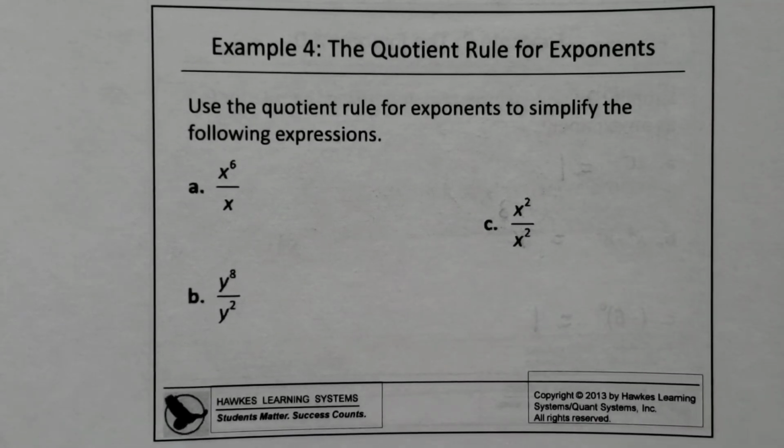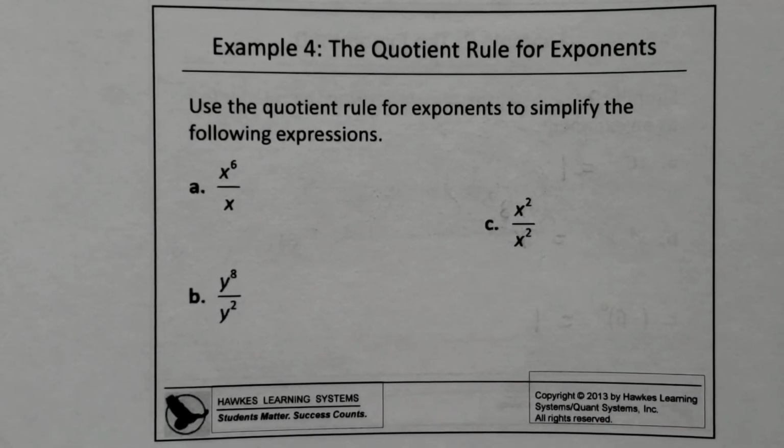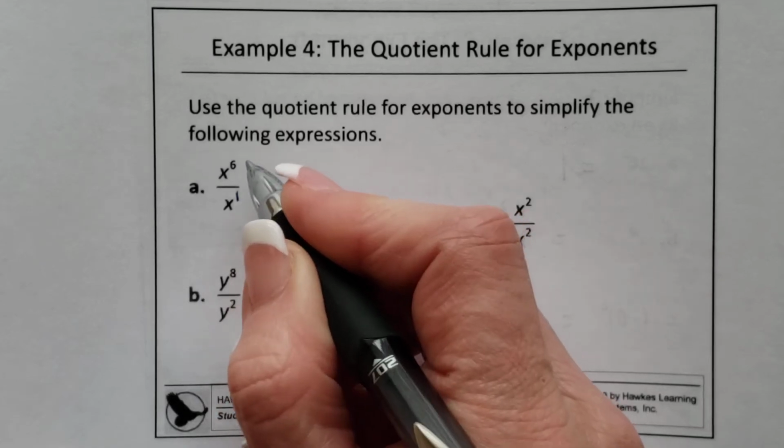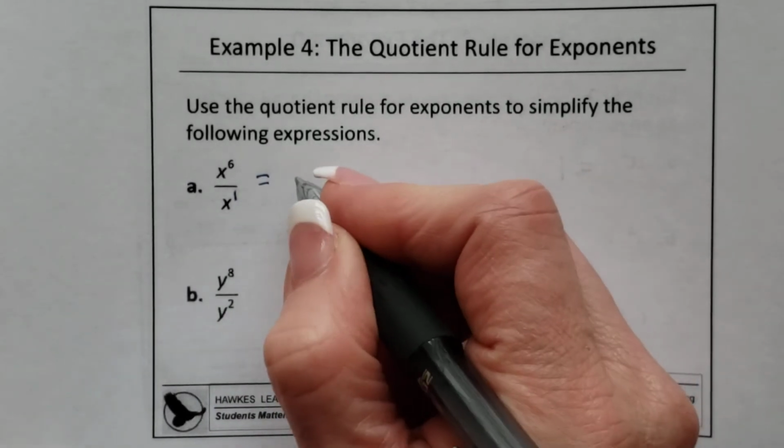So in example 4, we have letter A, we have x raised to the 6th power divided by x. Well, if we don't see an exponent, what is it? It's a 1. So the rule says we're going to subtract the exponents. Well, 6 minus 1 is 5.